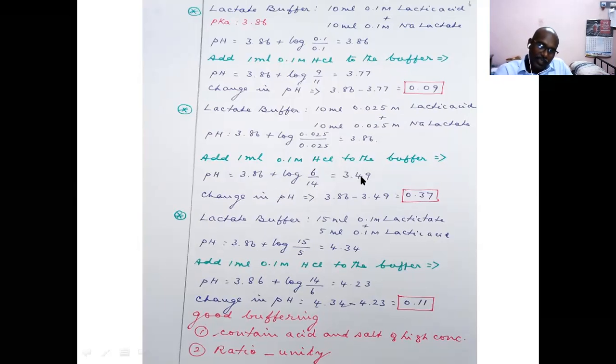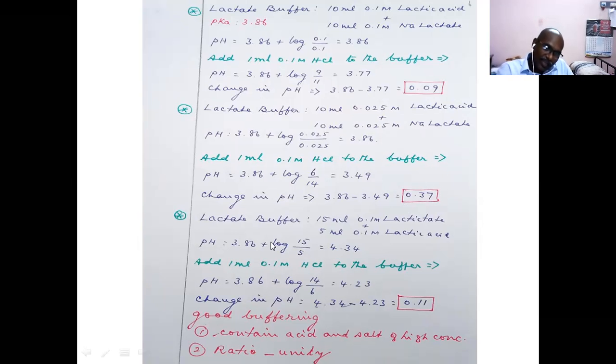So the pH will be 3.49. Now look at the difference. The change in the pH is 3.86 minus 3.49, which is 0.37 units. Therefore, in the previous case, there was only a very small change, 0.09 pH units. But in the new case, it is 0.37, several fold higher than this.